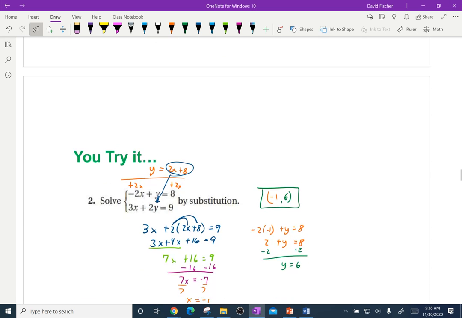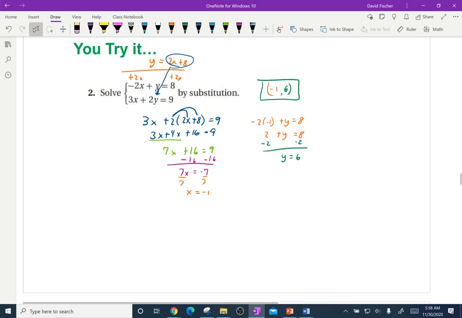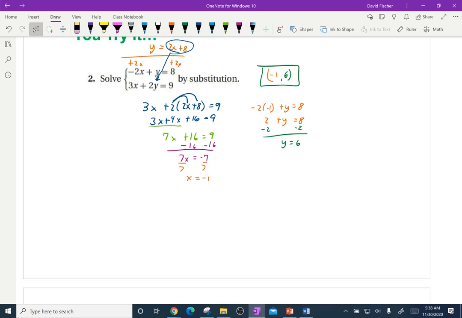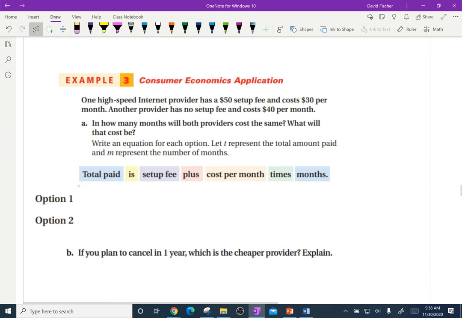All right, so welcome back. Here's what I got. I got (-1, 6). I mentally checked it, and it worked. It's really easy on the first one, because negative 2 times negative 1 is positive 2, plus 6 is 8. And the second one, 3 times negative 1 would be a negative 3, and 6 times 2 is 12. Negative 3 and 12 would get me back down to positive 9. So get into that habit of checking your work mentally, even though it doesn't say to.